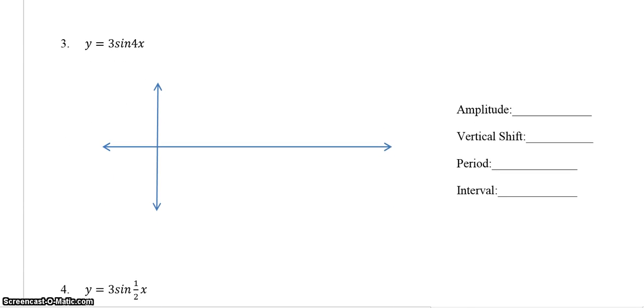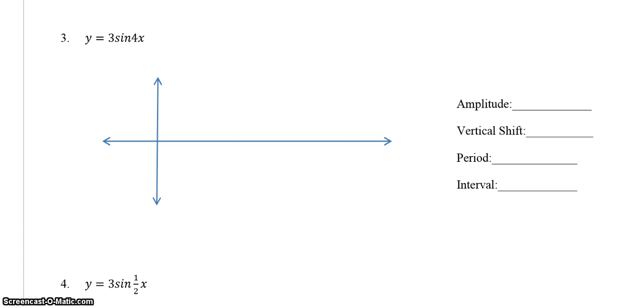Alright, let's go on to number 3. So if we look here, we have a number in front of the sine, so that means our amplitude is 3. We still don't have a number being added or subtracted, so our vertical shift is 0. For the period, we do 2 pi over b. In this case, b is 4. So 2 pi divided by 4 would be pi over 2.